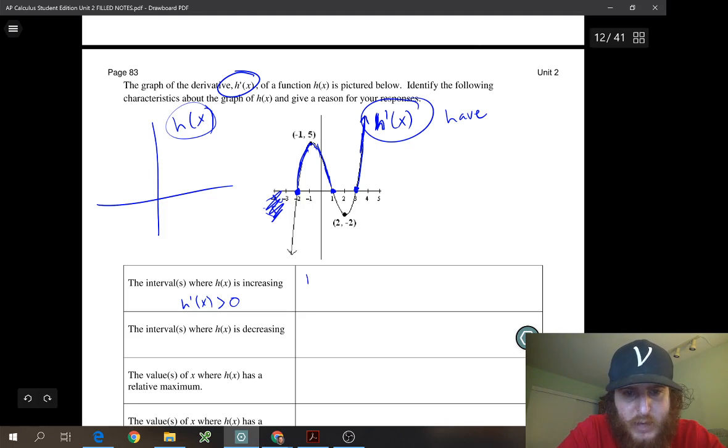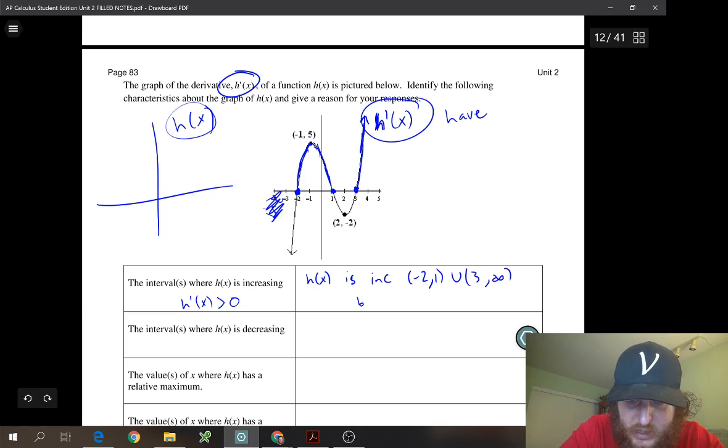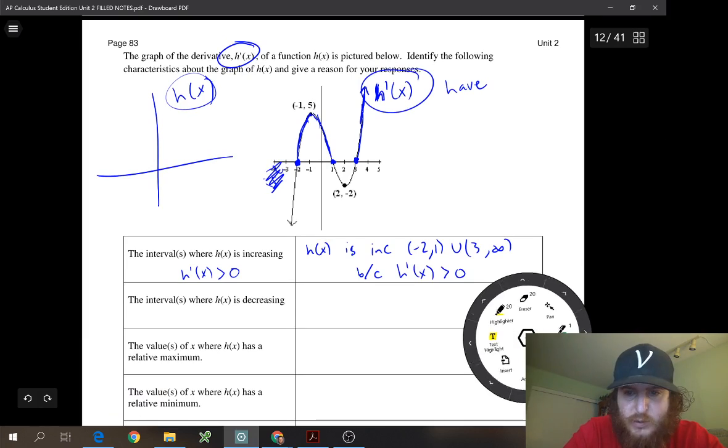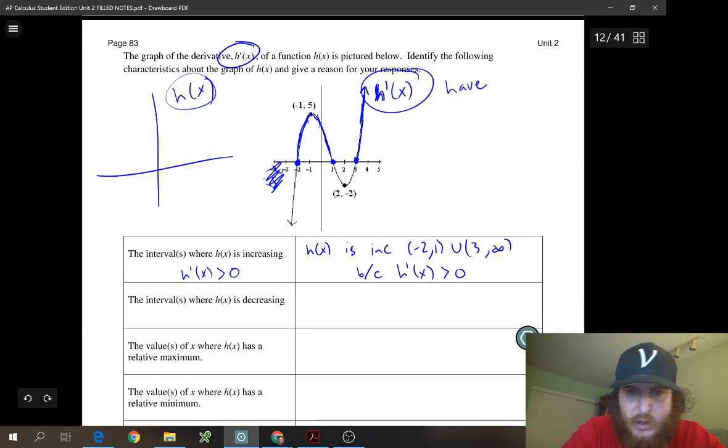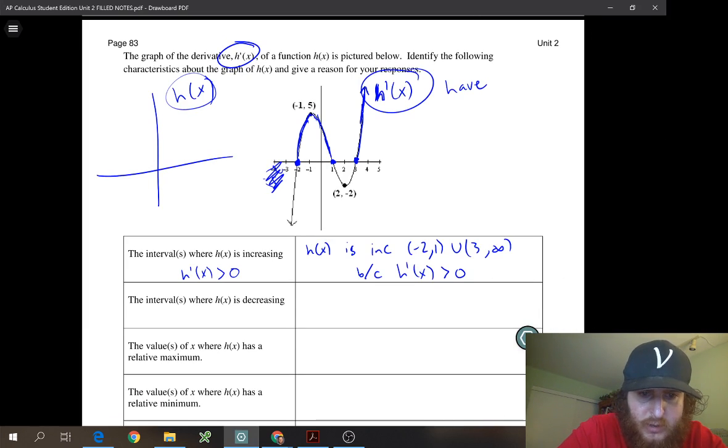So it's a little bit trickier, it's a little bit different. So we're going to say h of x, the original, is increasing for -2 to 1, union 3 to infinity, because h prime of x is positive there. It's greater than 0. So the flip side of this would be the negative parts. So when it's decreasing, what do we know about h prime? We know that h prime is less than 0.